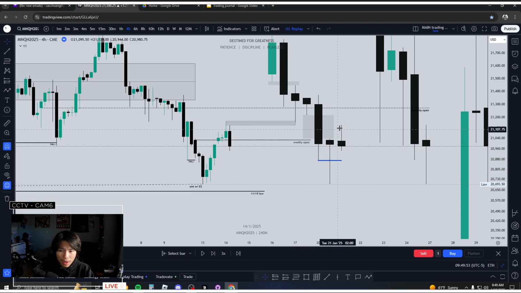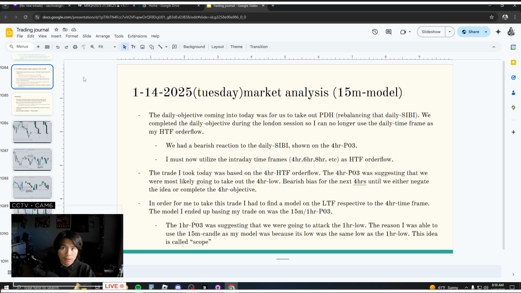Once we rebalance this inefficiency during the London session or Asian session, I'm not too sure, I can no longer use the daily time frame as my higher time frame order flow, because it has already been completed. So I have to go onto the intraday time frames, such as the 4-hour, the 6-hour, the 8-hour, the 10-hour, or the 12-hour. You replace the daily time frame with the 4-hour time frame, etc.